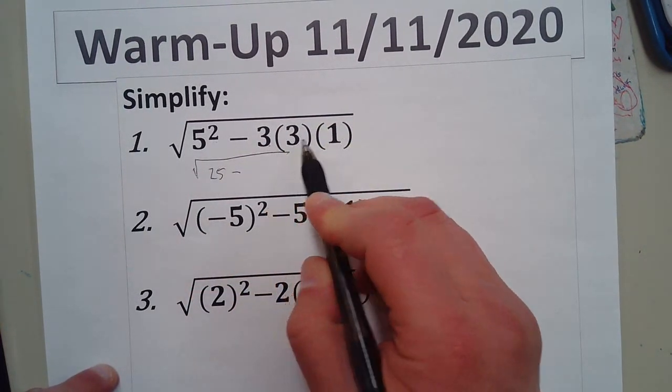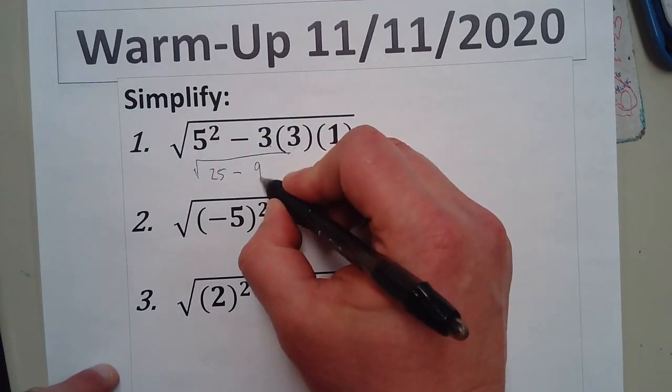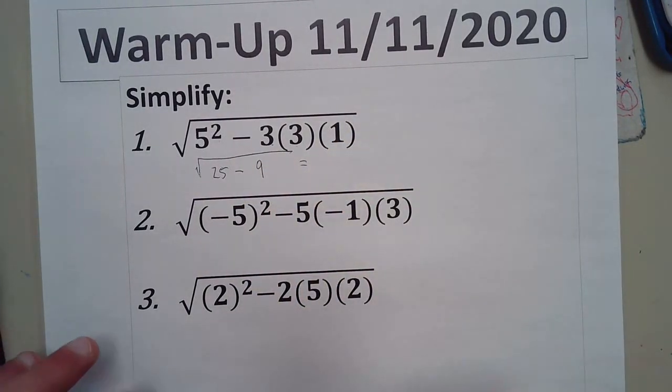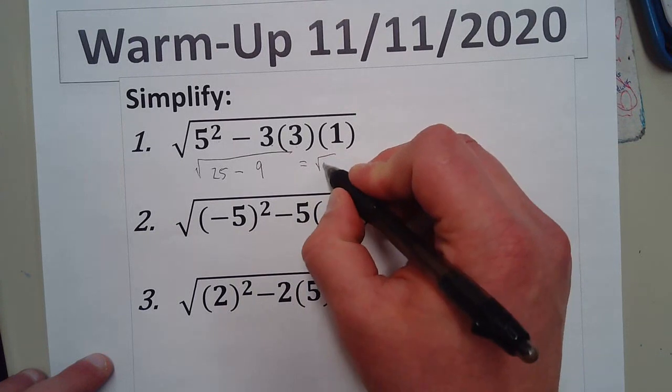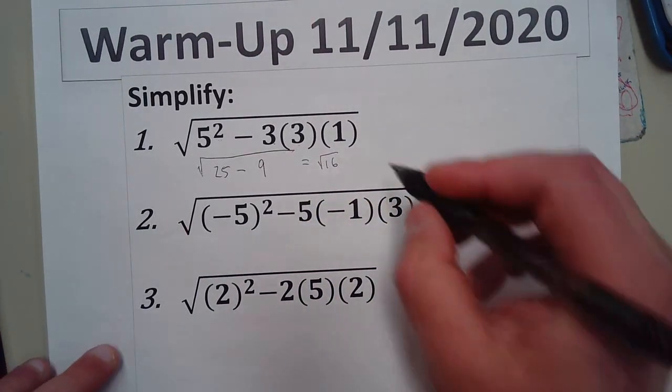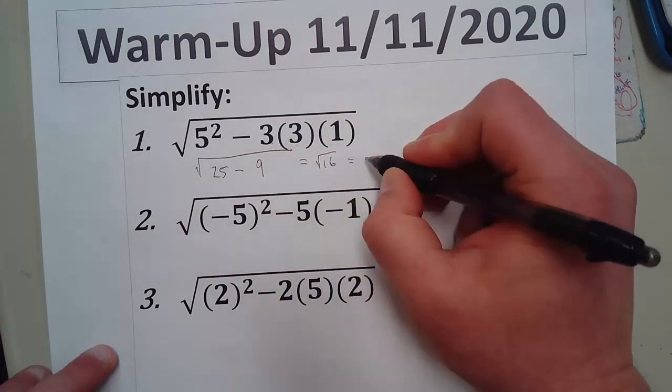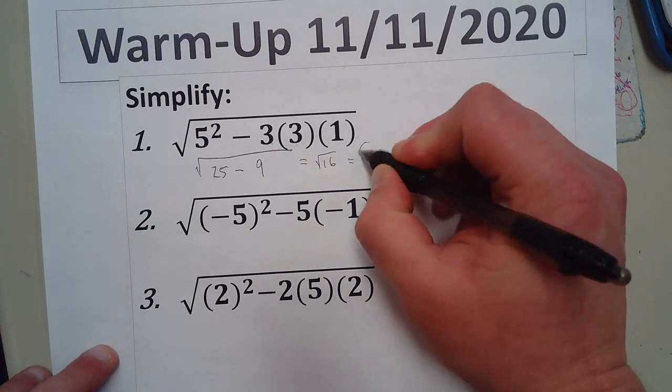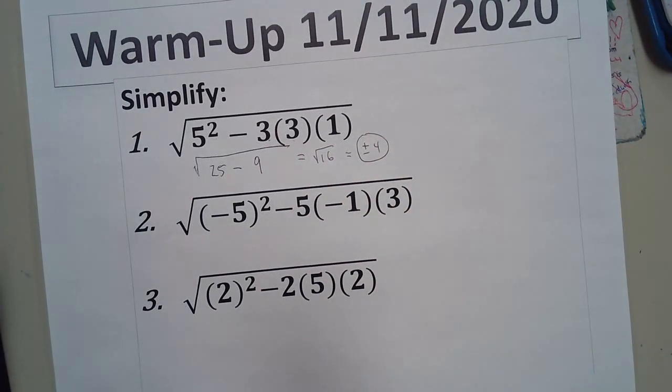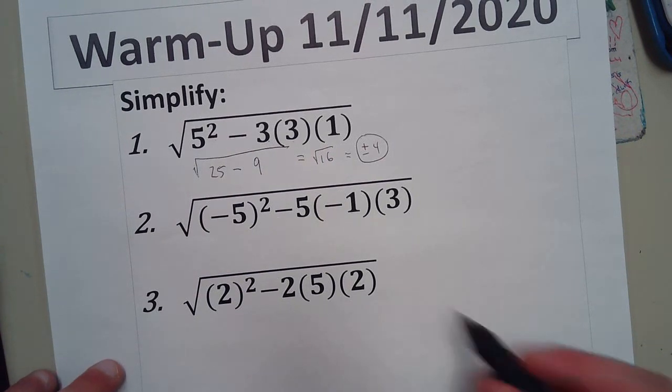So 3 times 3 is 9, times 1 is also still 9. So we're basically looking at that. 25 minus 9 is 16. And the square root of 16, don't forget about this, is always two answers. So it's plus or minus 4. So that's what we're looking at there. Just can you do the order of operations?